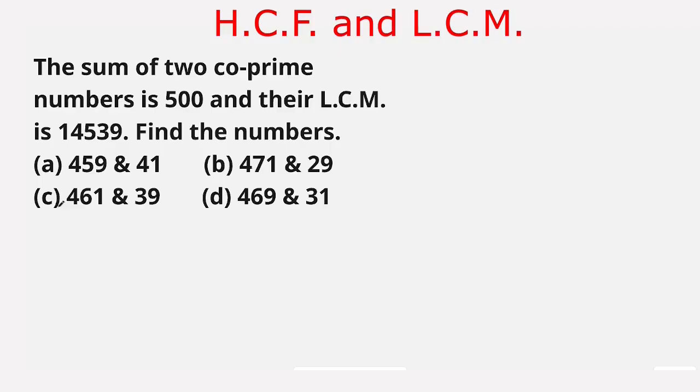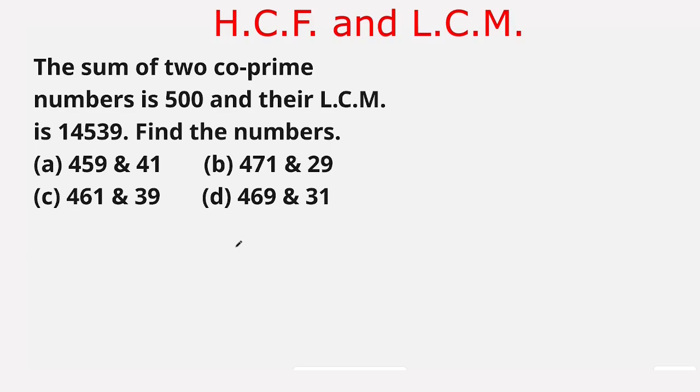Now we go to option C. Option C is 461 and 39. I assume 39 to be 40. 40 multiplied by 400 will be 16,000. And our LCM is 14,000. So option C is not possible. Now option D is 469 and 31. I assume 31 to be 30 and 469 to be 450. Again it will be 13,500. So it is close to 14,539.